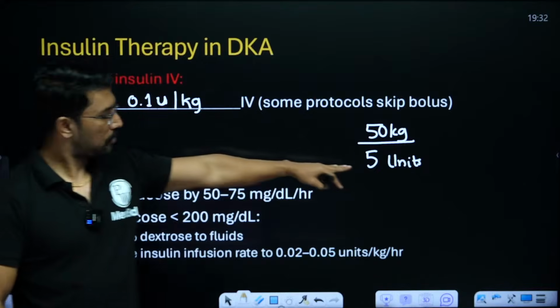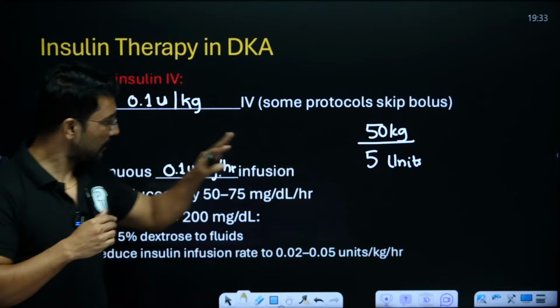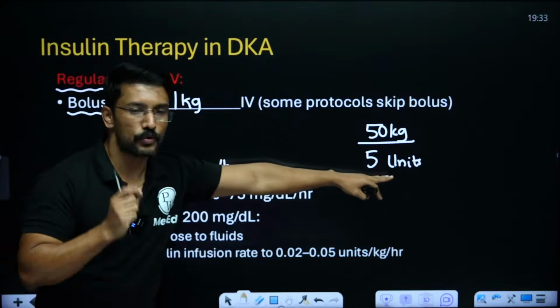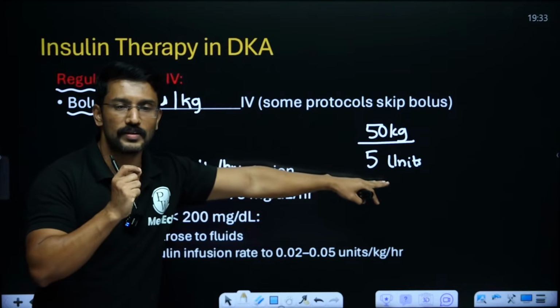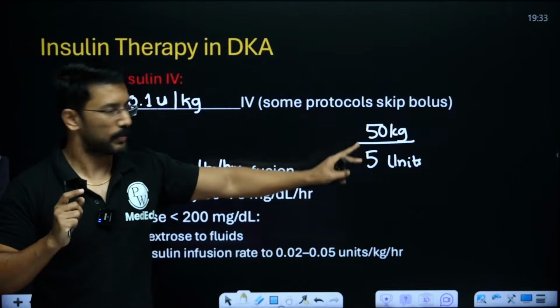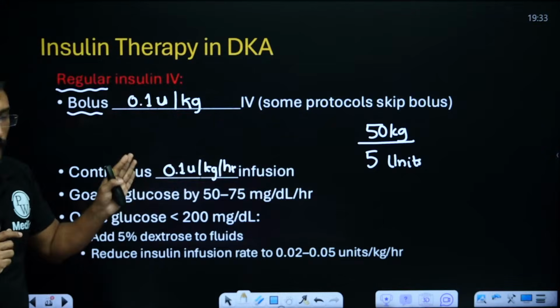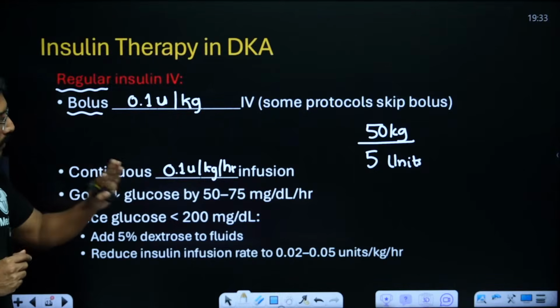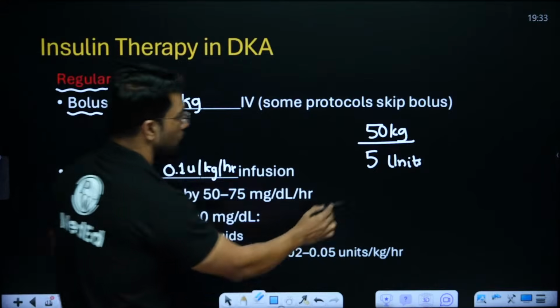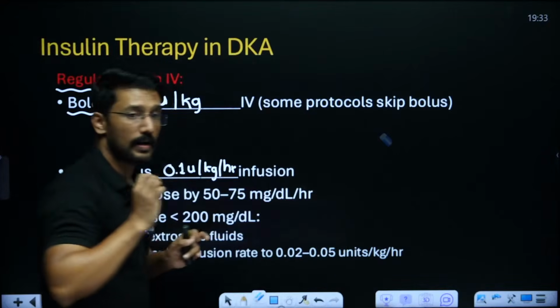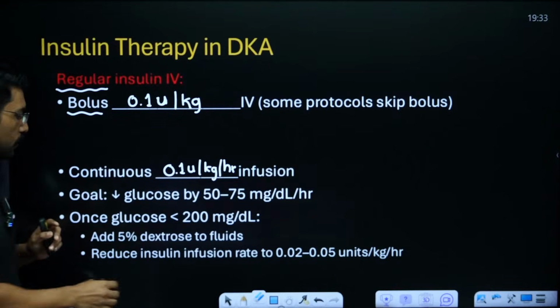So I gave initially 5 units of IV bolus. After that, I will start insulin infusion at, for this patient, 5 units per hour, because he is 50 kg, 0.1 unit per kg per hour. So 5 units per hour insulin infusion I will start. Once I start the insulin infusion, I have to monitor the blood glucose level hourly. Hourly blood glucose level should be monitored.